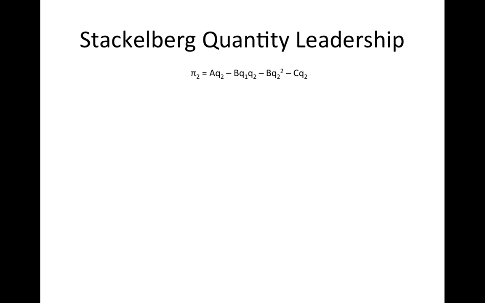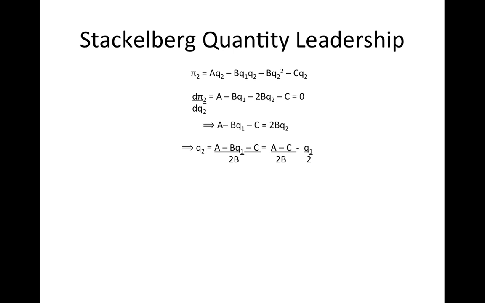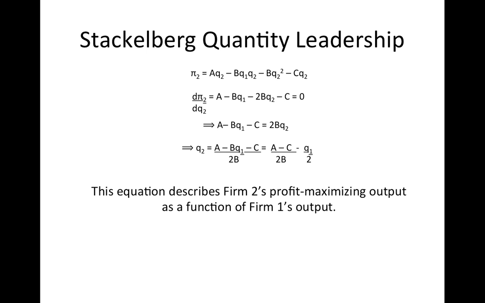When we do this, we find that Firm 2's optimal output level equals (A minus B times Q1 minus C), all divided by 2B. Note that this equation describes Firm 2's profit maximizing level of output as a function of Firm 1's output. Thus, what Firm 2 does will depend on what Firm 1 chooses to do. For this reason, this equation is called Firm 2's reaction function, because Firm 2 is reacting to Firm 1's output choice.